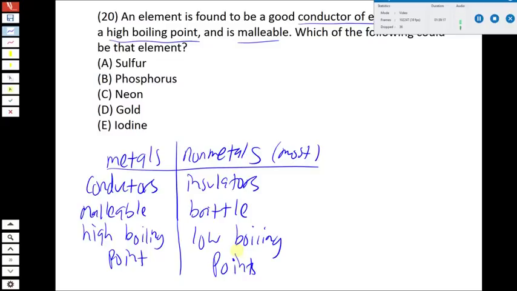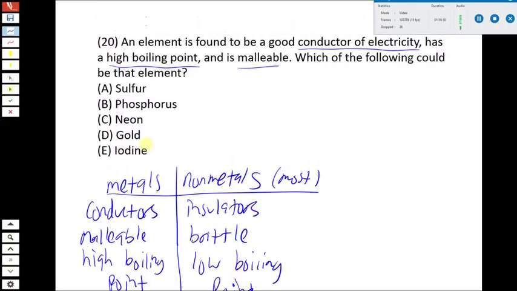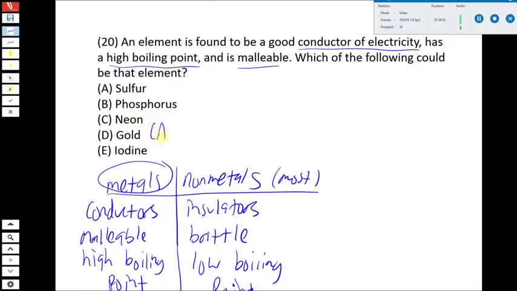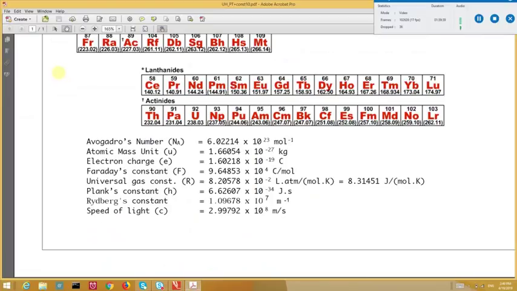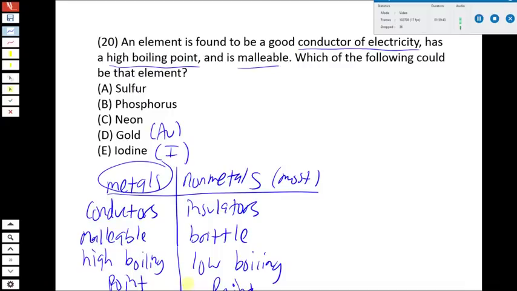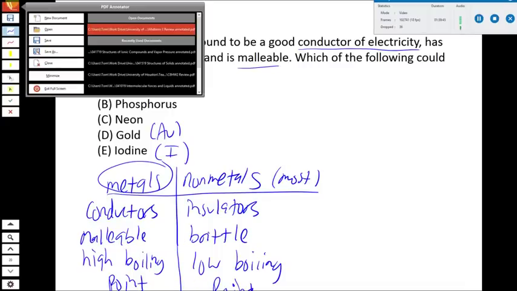So in classifying the elements, we see that this one here is a good conductor, has a high boiling point, and is malleable. The three of those together tells us that it's a metal, and so we just have to figure out which of these five elements is a metal. We have sulfur, phosphorus, neon, gold, and iodine. What I should have told you in this problem is that the symbol for gold is Au, and the symbol for iodine is I, because those are beyond atomic number 36. You don't have to memorize them. But it's sulfur, phosphorus, neon, gold, iodine.